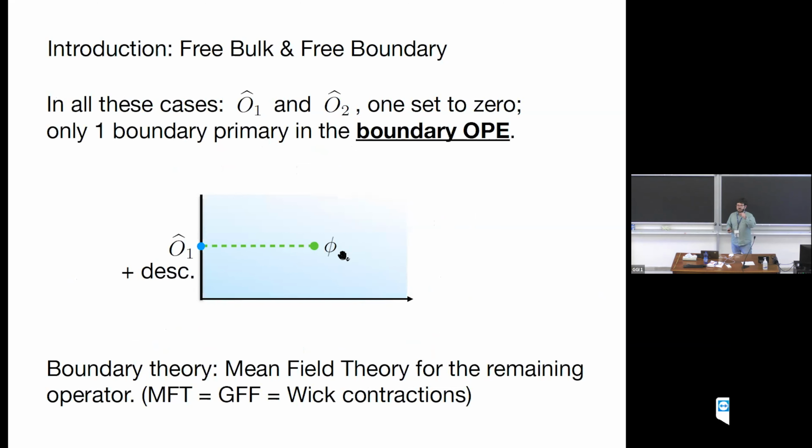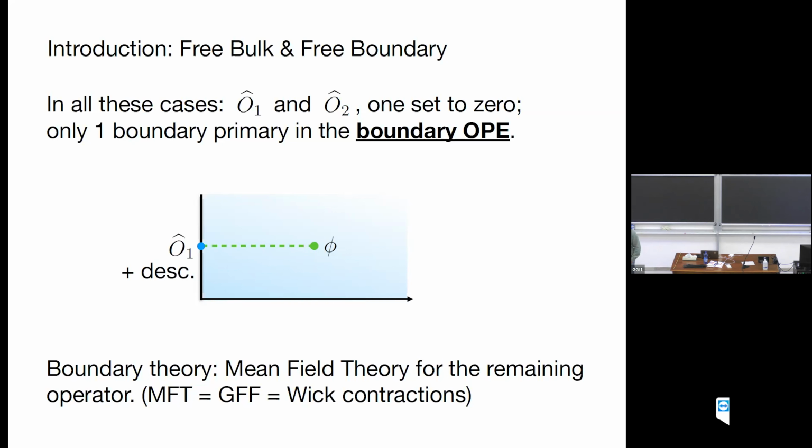In all these cases without boundary interactions, in the boundary OPE of our free field there is going to be only one boundary primary, which is the mode that we didn't kill. And the boundary theory is then very simple. One can show that it's just the mean field theory for the surviving operator. Mean field theory, sometimes called generalized free field, just means that all the correlation functions are computed by Wick contractions. So this is the case without interactions.